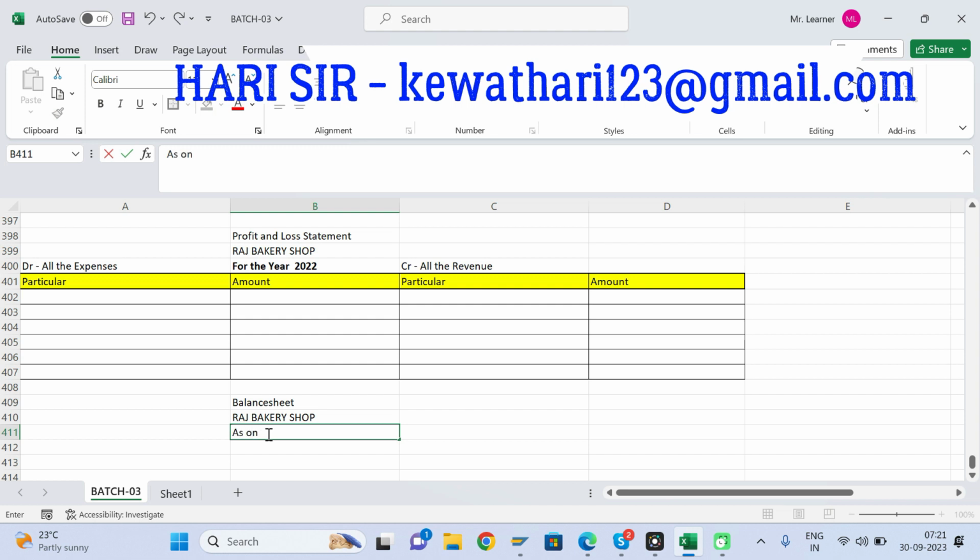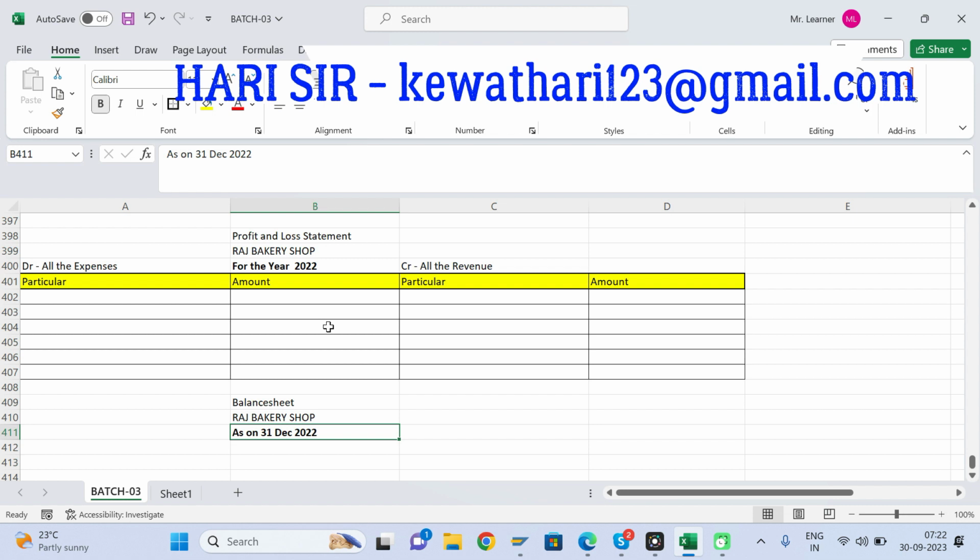Balance sheet is always as at a date, as at 31st December 2022. What is called as at date? The balance sheet always gives you the value till today, whatever value you have. See the difference between profit and loss account and balance sheet. Let's say last year you prepared the profit and loss account and balance sheet, and this year also you are preparing both.